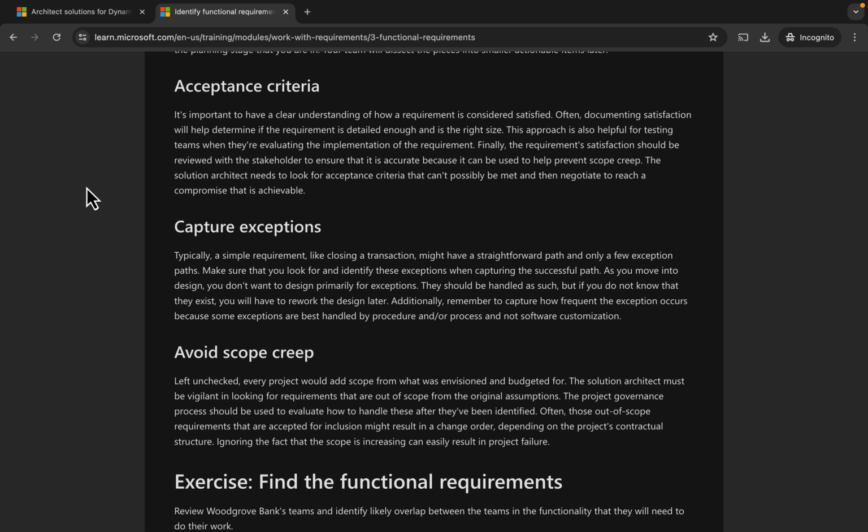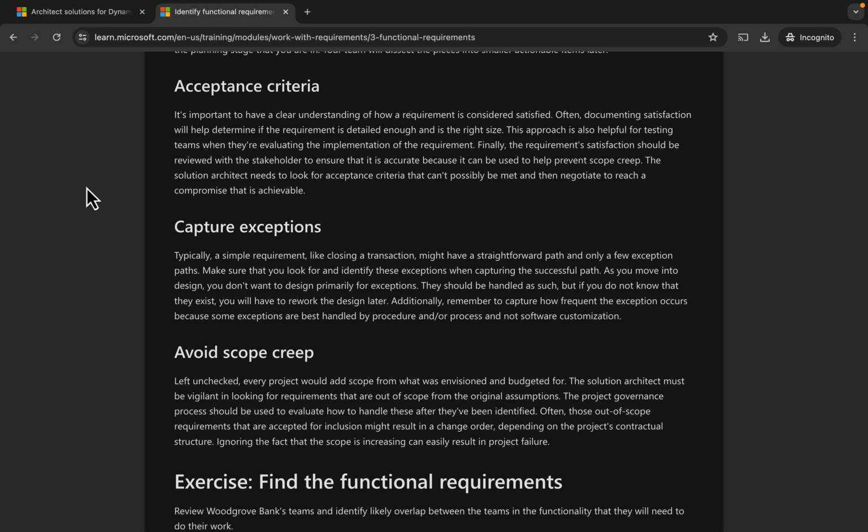Acceptance criteria. It is important to have a clear understanding of how a requirement is considered satisfied. Often, documenting satisfaction will help determine if the requirement is detailed enough and is the right size. This approach is also helpful for testing teams when they're evaluating the implementation of the requirement. Finally, the requirement satisfaction should be reviewed with the stakeholder to ensure that it is accurate, because it can be used to help prevent scope creep.